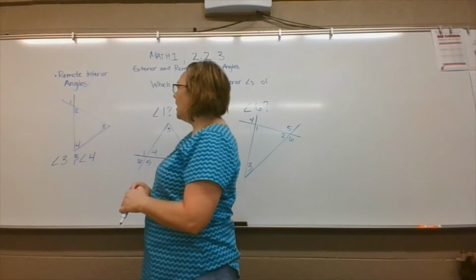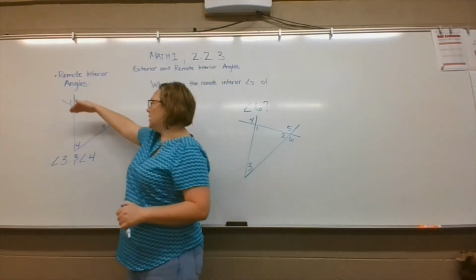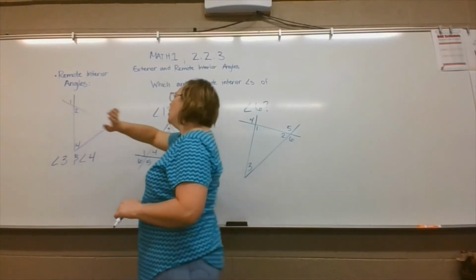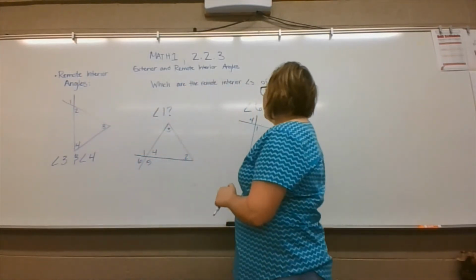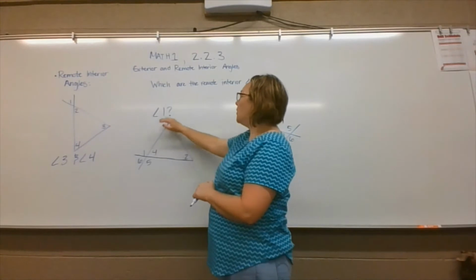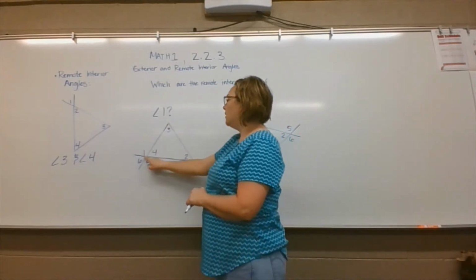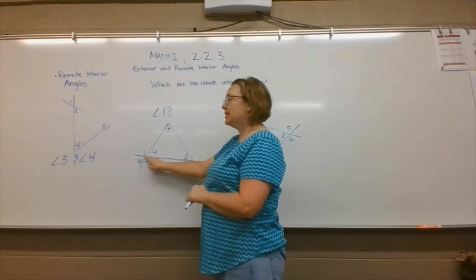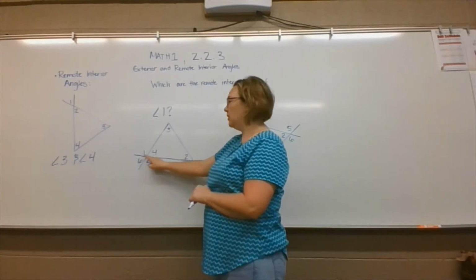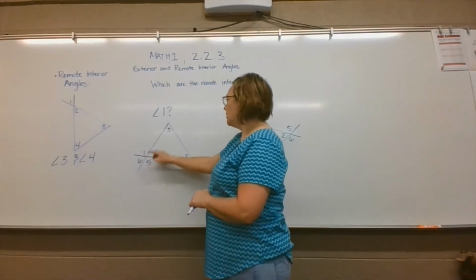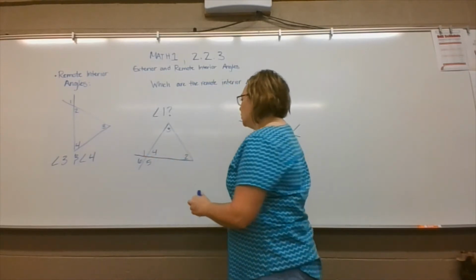So they always have to sit opposite, they're inside the triangle, but they do not connect or touch that angle that we are interested in. So for example, let's find a couple more examples. We want to find which are the remote interior angles of angle 1. Here we want the angles inside the triangle that do not touch angle 1. Okay, they are remote to it, removed from it. So that would be angle 3 and angle 2.